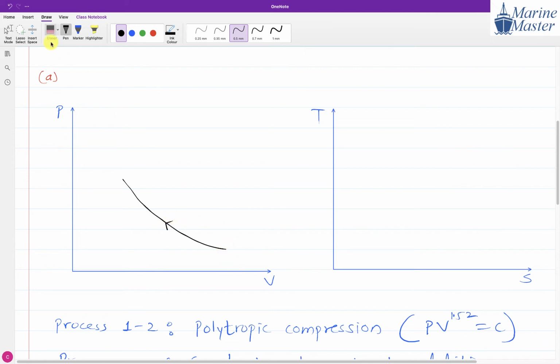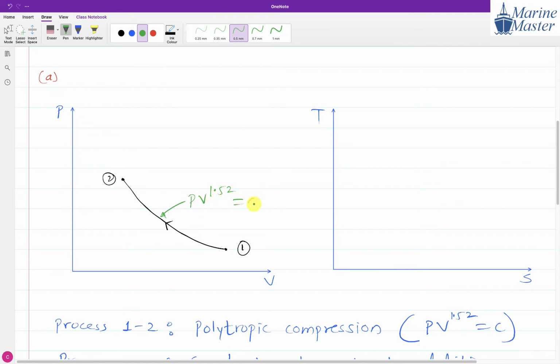In compression, pressure is going to increase and volume is going to decrease. So process 1 to 2 is polytropic compression. And we already discussed how we denote a polytropic process: PV raised to the power n. And n here is 1.52.